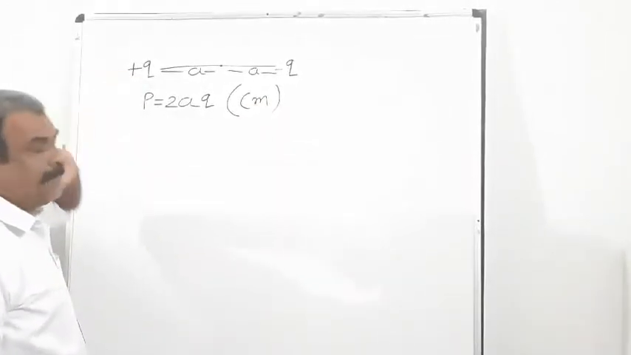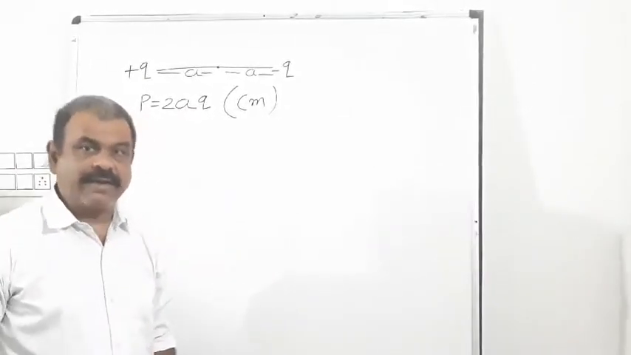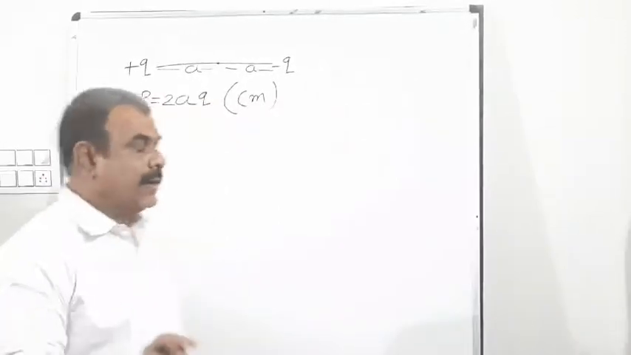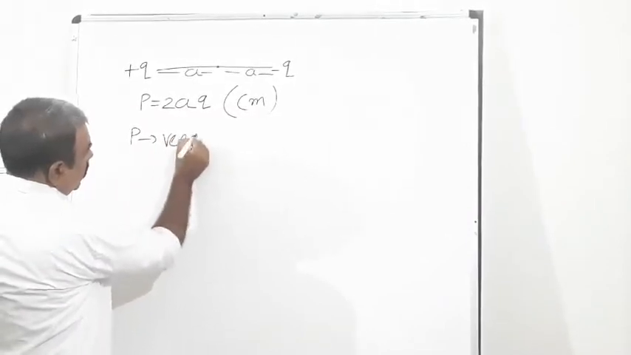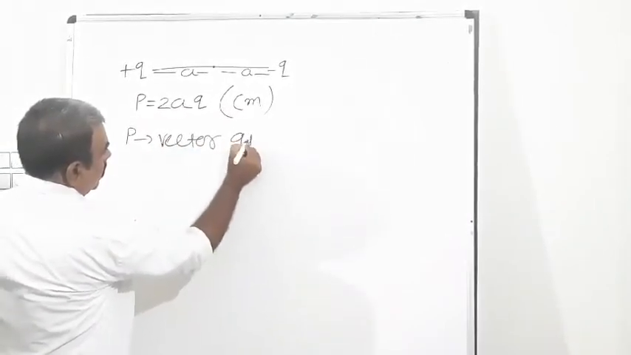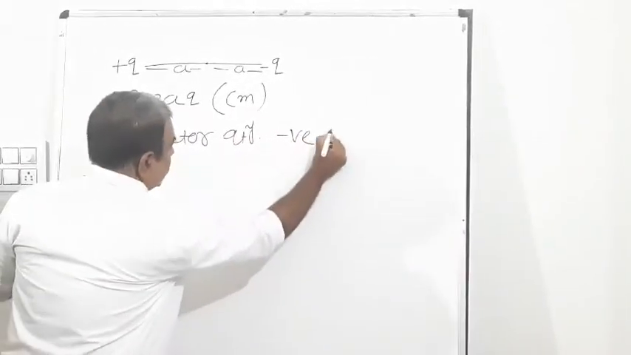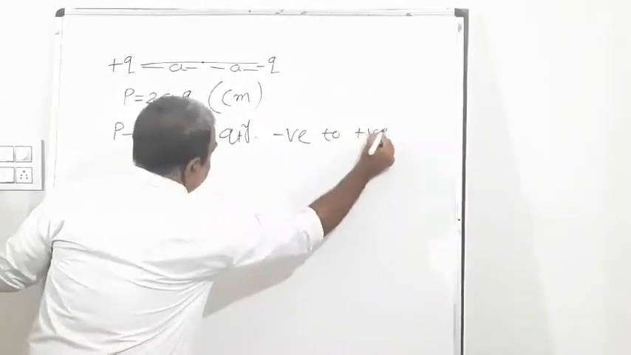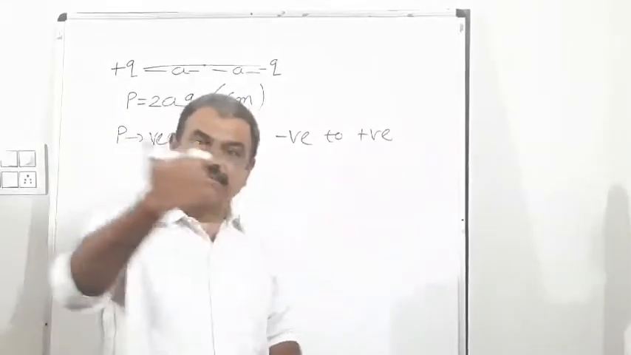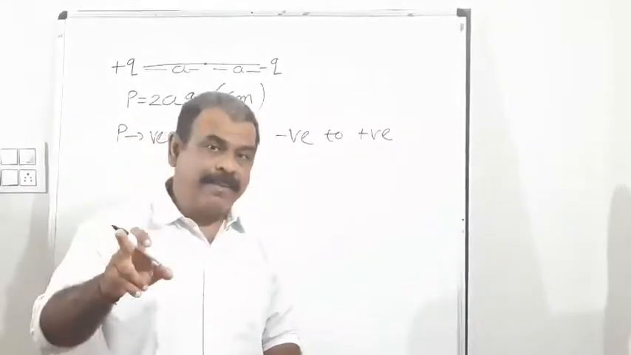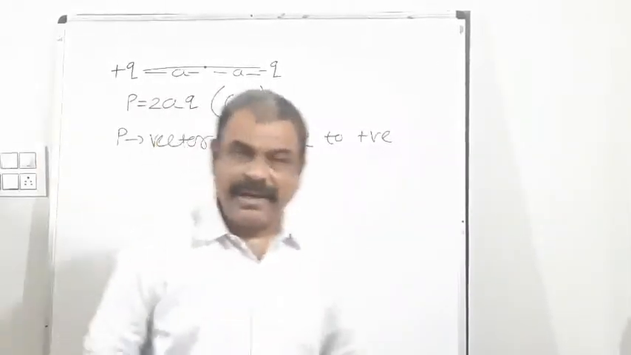Yes, for dipole moment, remember another concept: it is a vector quantity. Electric dipole moment is a vector quantity directed from negative charge to positive charge. Unlike the electric field, which is directed from positive charge to negative charge, the dipole moment is directed from negative charge to positive charge. Yes, this is the basics of an electric dipole.